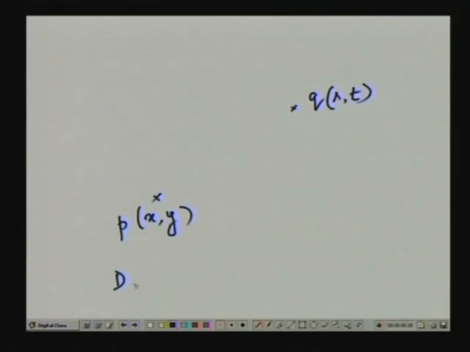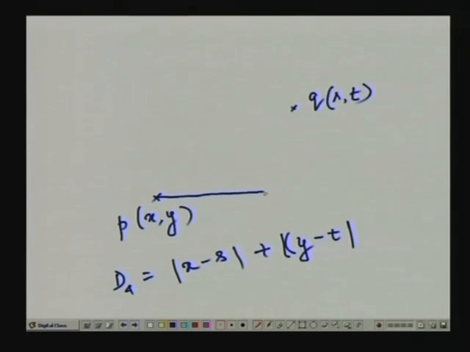So, this d4 distance, as it is defined, is equal to the absolute value of x minus s plus the absolute value of y minus t. This clearly indicates that if I want to move from point P to point Q, how much distance I have to move along the x direction and how much along the y direction. Because the absolute value of x minus s is the distance travelled along the x direction, and the absolute value of y minus t is the distance travelled along the y direction. So, the sum of these distances gives you the city block distance, that is d4.